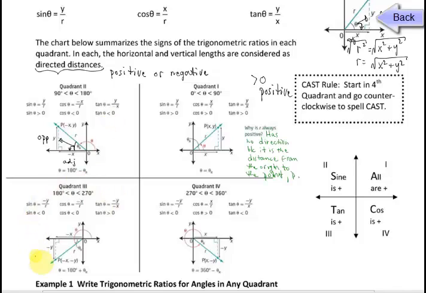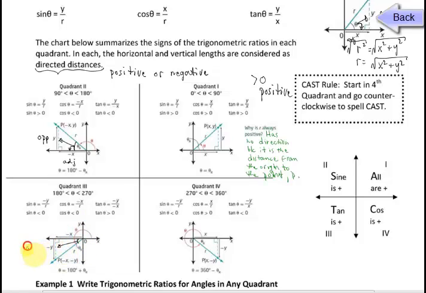All right, let's see what happens in the third quadrant. Now, any point in the third quadrant has a negative x value and a negative y value. So we're now taking a look at this angle here, the red arrow, and so our reference angle is right here.